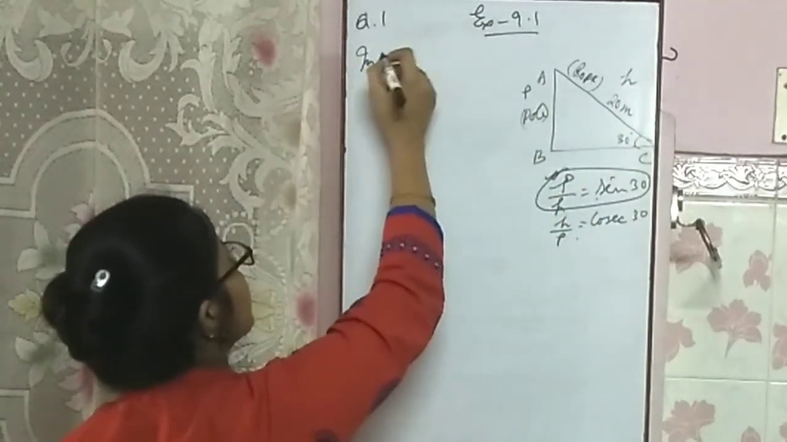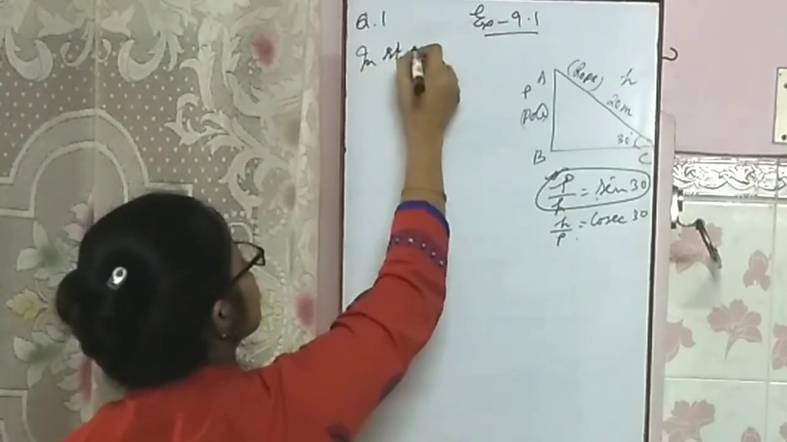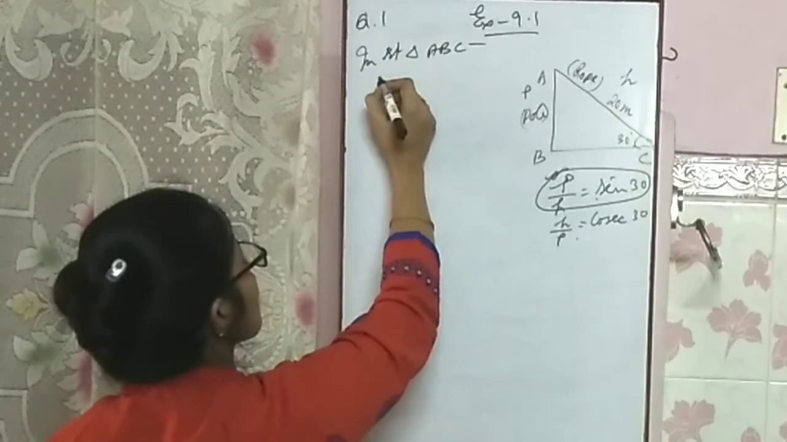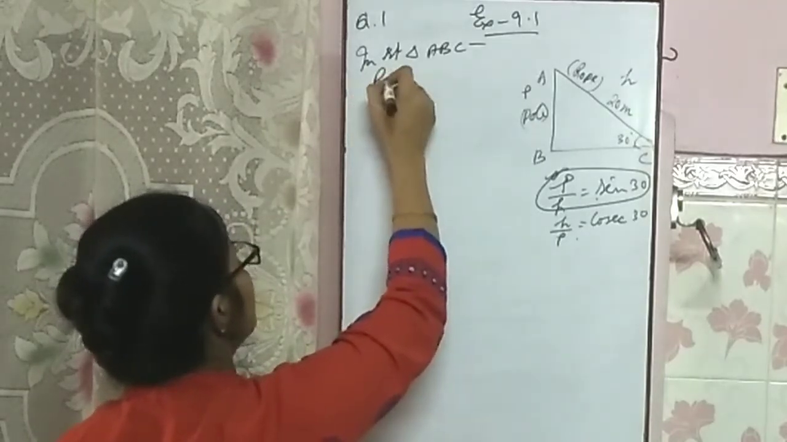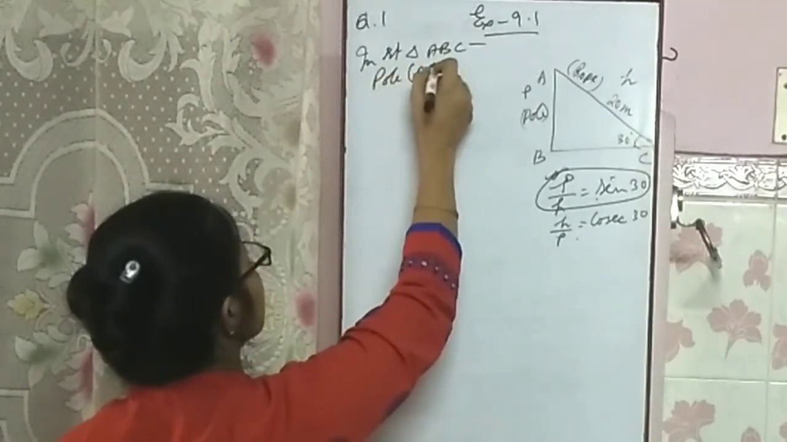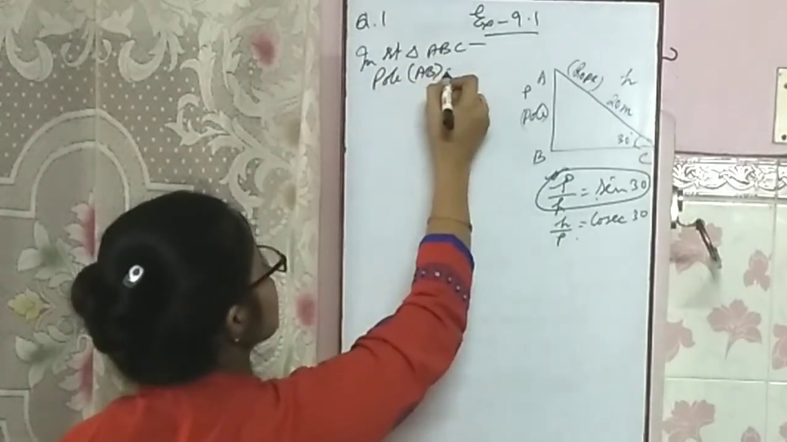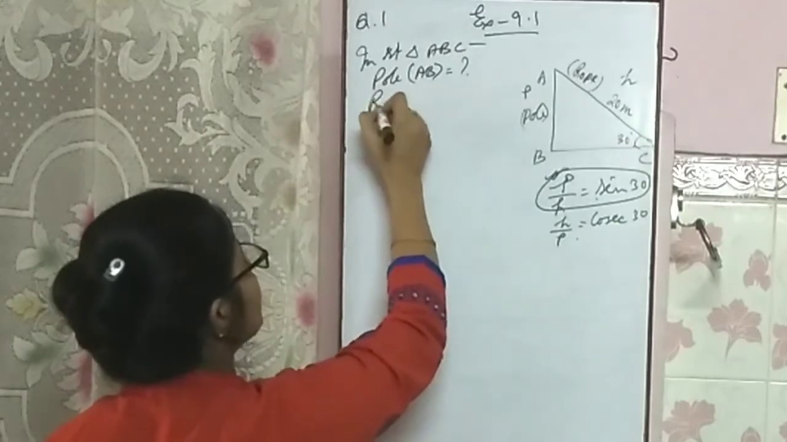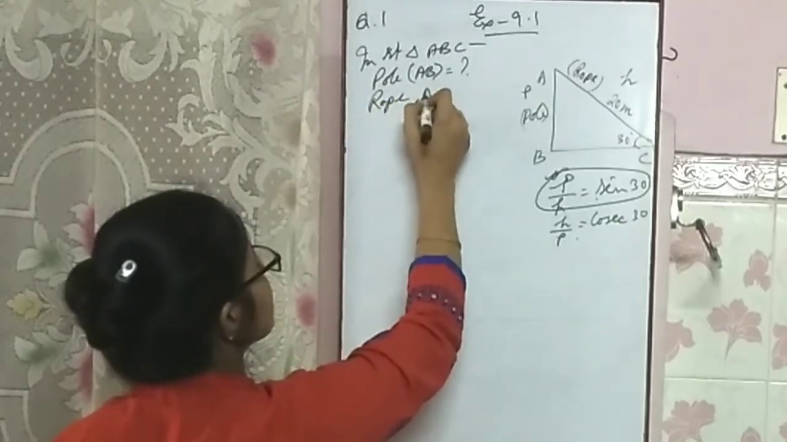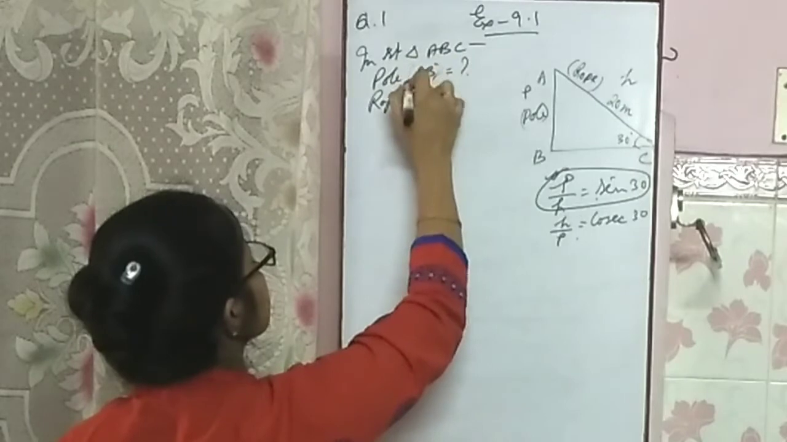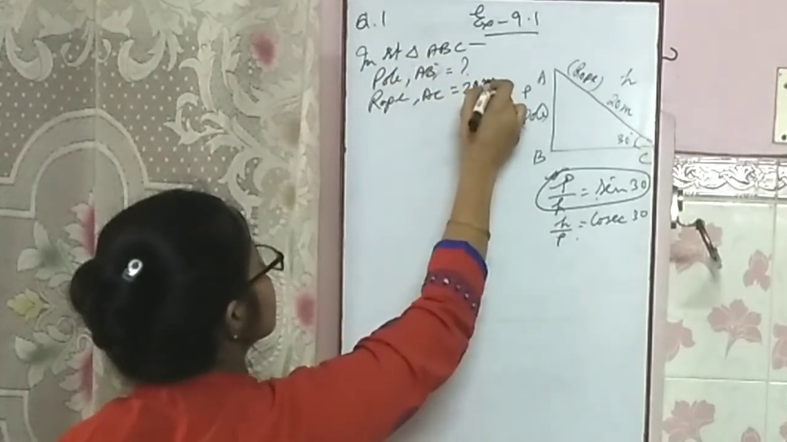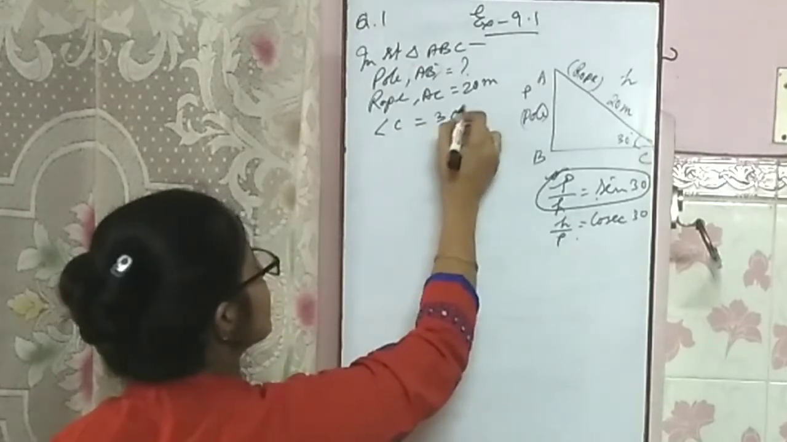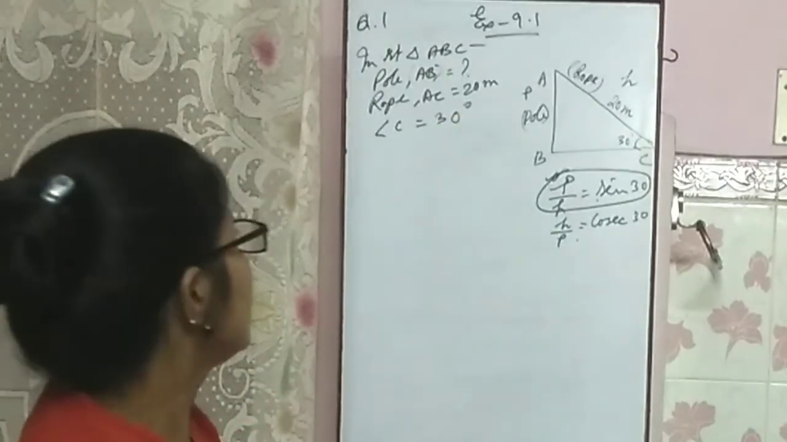So first of all, you mention in right triangle ABC, pole AB is to be found, rope AC is 20 meters and angle C, the angle of elevation, is equal to 30 degrees.